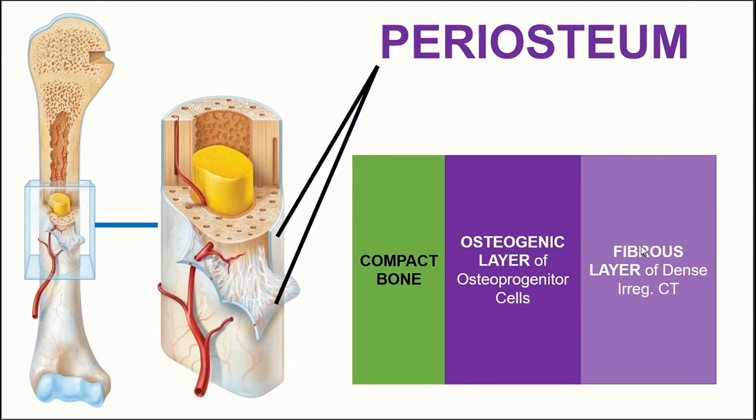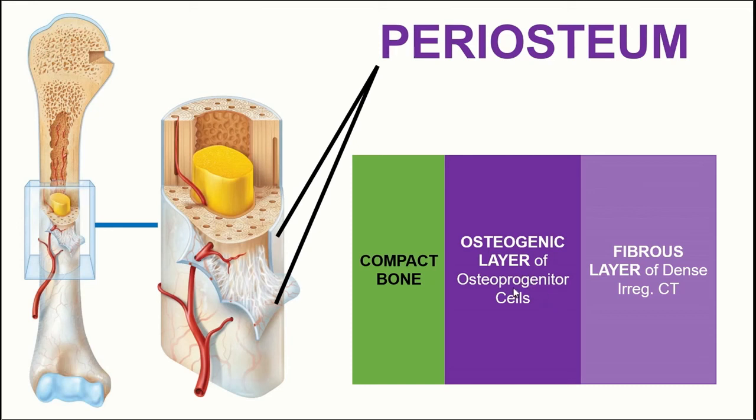So that's the fibrous layer. As we make our way inward towards the compact bone, which makes up the superficial surface of all of our bones, we see that between the fibrous layer and the compact bone, sitting directly on the surface of the compact bone, is a deep layer called the osteogenic layer, and it's made out of a couple of things.